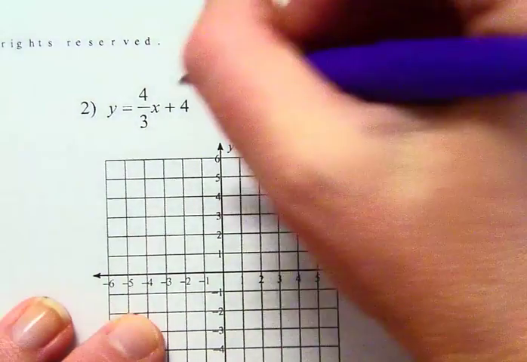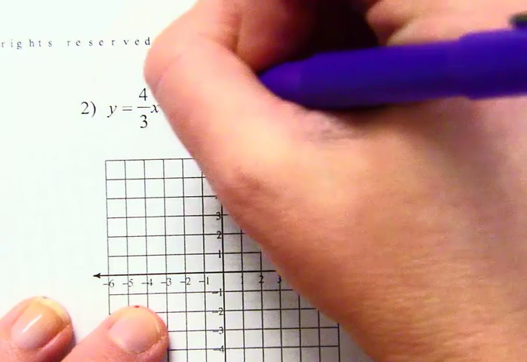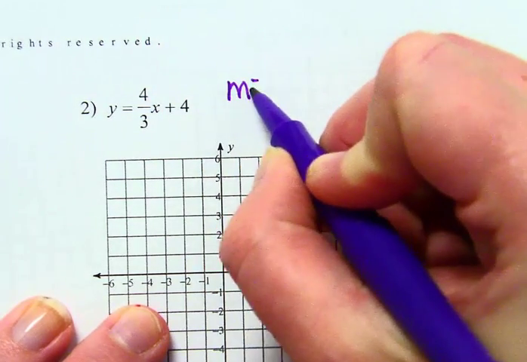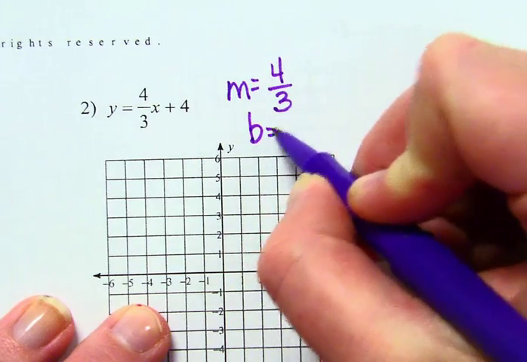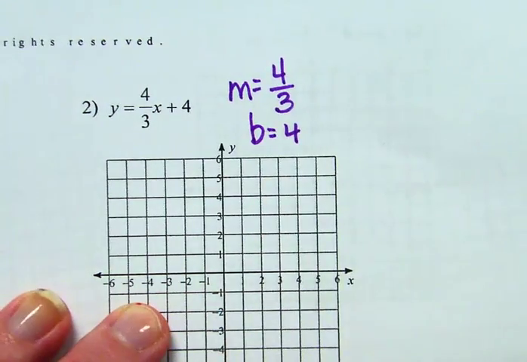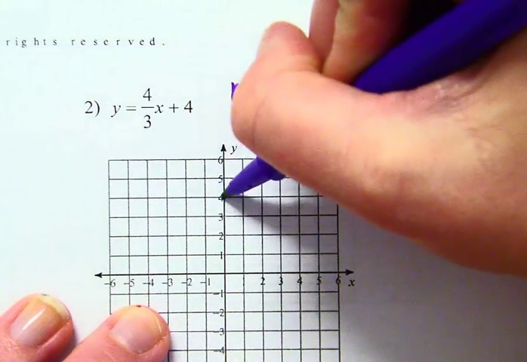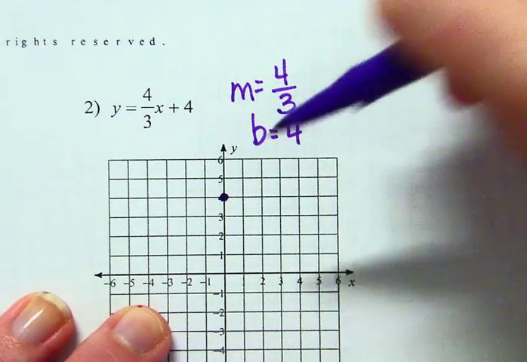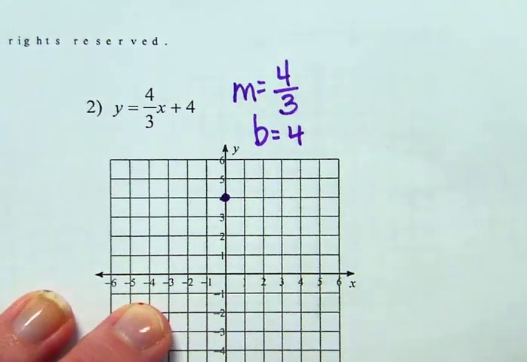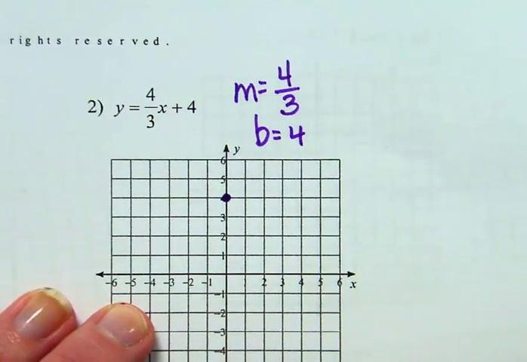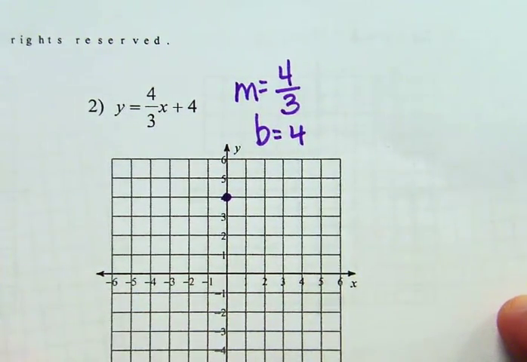Second says that y equals 4/3 x plus 4. My slope is 4/3. My y-intercept is 4. I start at the y-intercept, 4, and put a dot on the y-axis. See, it's the y-axis. Then I use my slope to find more points to make a line.